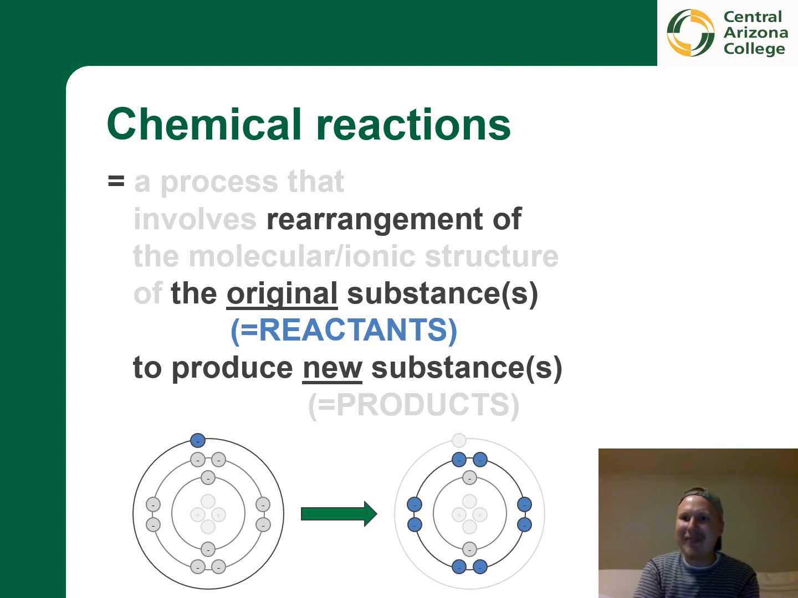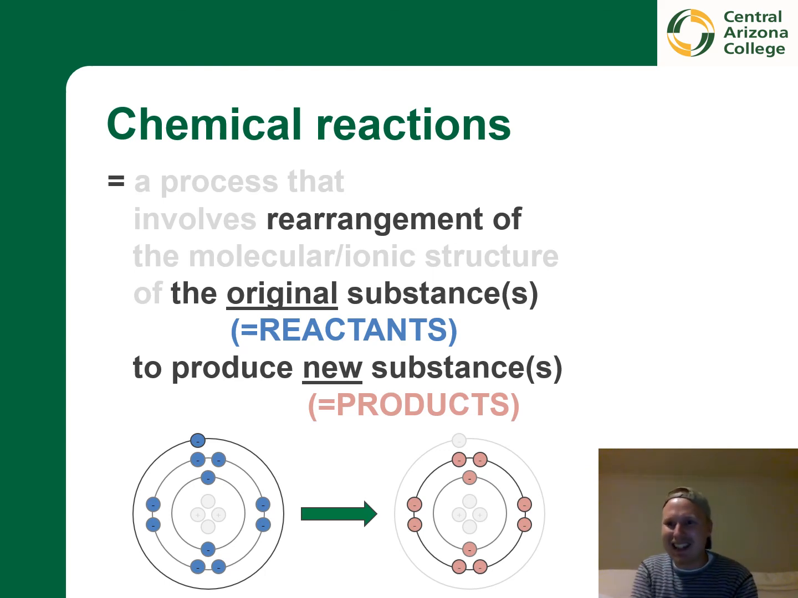So the term that we use when we talk about original substances, or if you wish, what gets into the chemical reaction, is reactants. And what we have now as the new substances, so essentially what comes out of the chemical reaction, is products. So let's update our figure below to reflect that. Now this looks more like it.